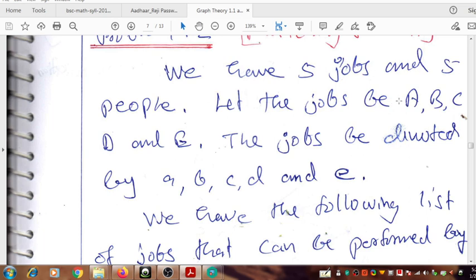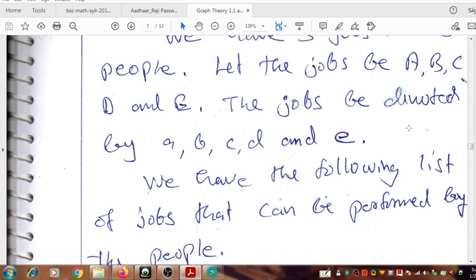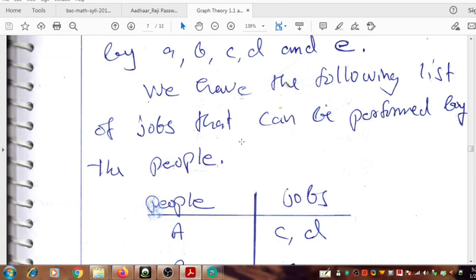The people are represented by the letters A, B, C, D, and E, and the jobs are denoted by small letters a, b, c, d, and e. And we have the following list of jobs. Along with this, we are given a list of the jobs that can be performed by the people. Not every person can perform all jobs equally.